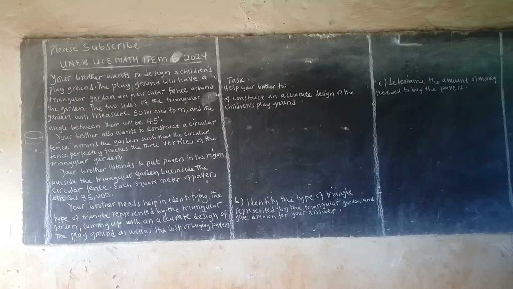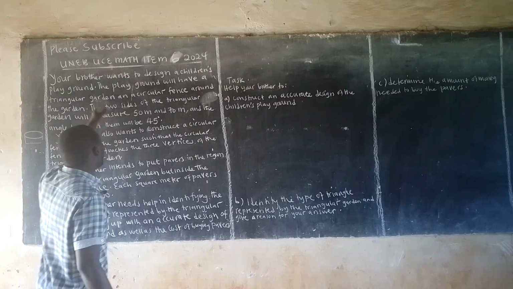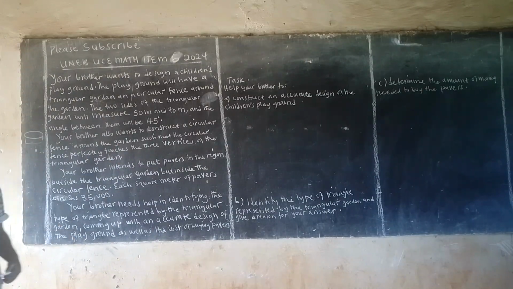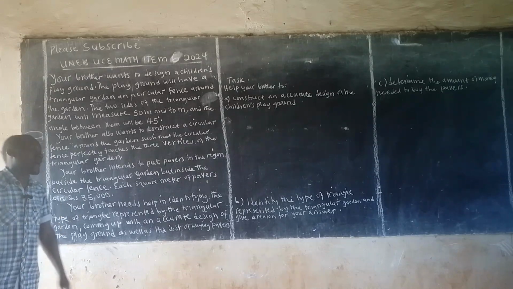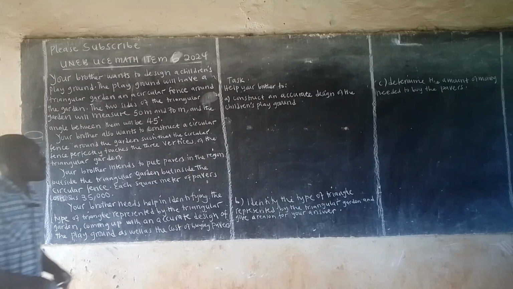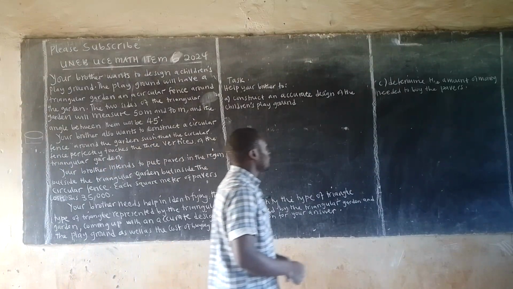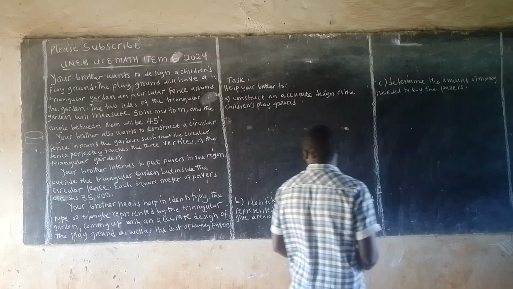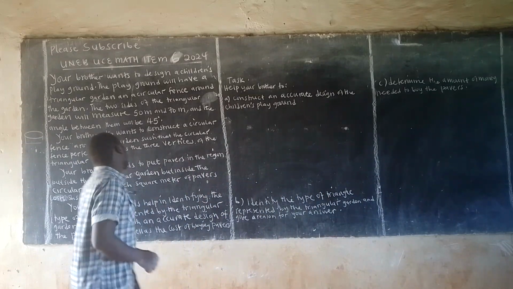Okay, so let's look at the last item. UNEB UCE Math, item 6, 2024. The last number as you're winding up with the paper. It was a number which was a bit simple, and I know most of those students who went in for it successfully managed to pass it.